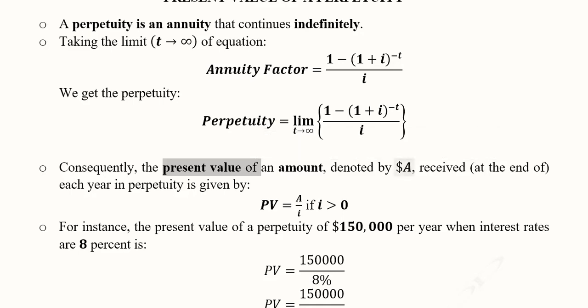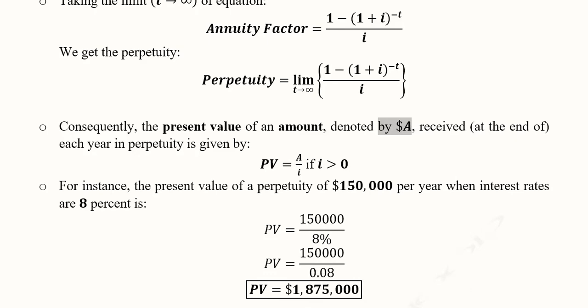So let us assume that the value which is received as a benefit for an undefined period of time, at the end of each year, is represented with the help of capital A, and the simple formula to find out the present value of that perpetuity would be to divide the annual amount that is received by the discount rate. So the discount rate is positive.